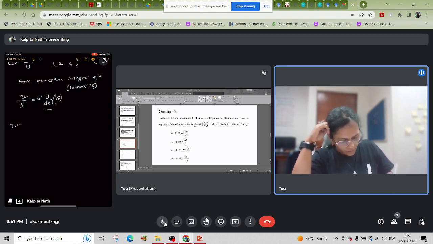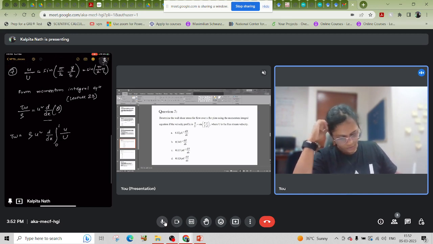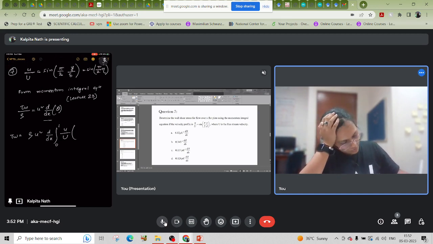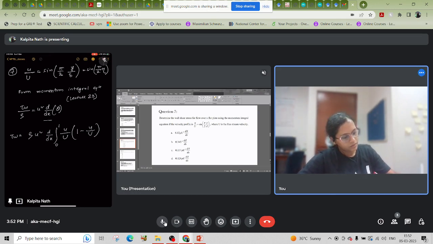So tau w is equal to rho U square d dx of theta. Theta is this portion: integral from 0 to 1 of u by U times 1 minus u by U, delta d eta.